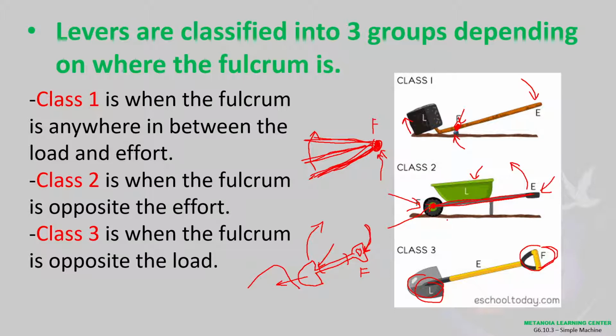Okay? Like a wheelbarrow. And class 3 is when a fulcrum is opposite the load. So one good example of this is when you are making use of a shovel. Okay. Inclined plane. Yan ang inclined plane.